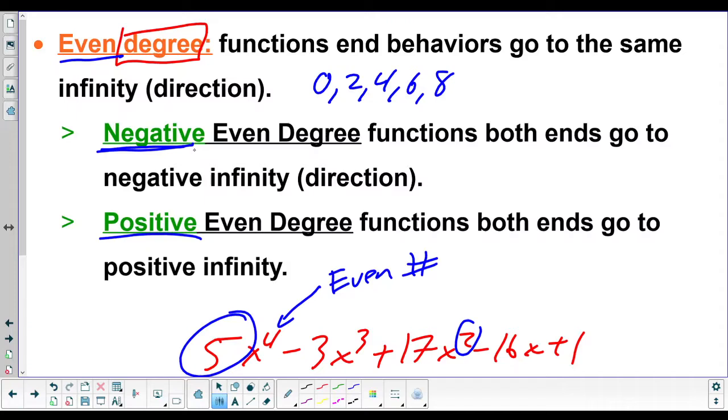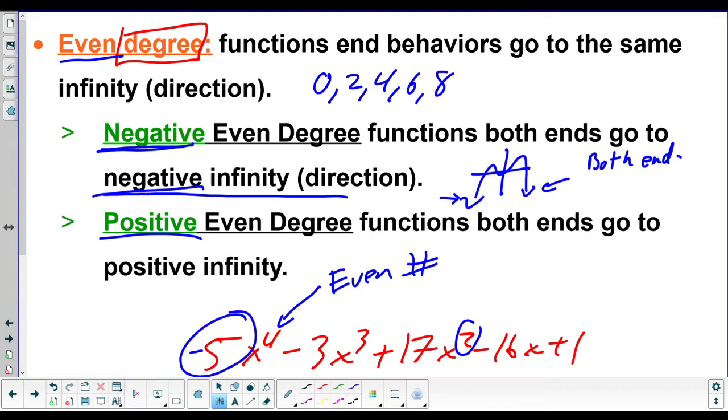So if we have a negative leading coefficient with an even degree function, both ends go to negative infinity. So what that means is that if this 5 were negative and we had an x to the fourth, our graph would look like this. Both ends are going to negative infinity, meaning they're pointing down. So if you want to write that a little more teenagery, you could just write both ends go down.